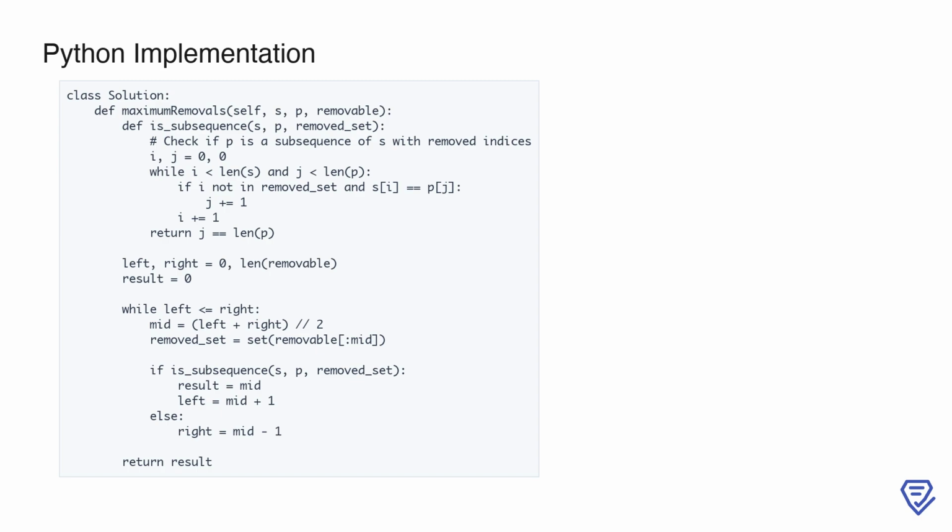One pointer traverses S, and the other traverses P. If characters match and the index is not removed, the pointer for P advances. The function returns true if all characters of P are matched.